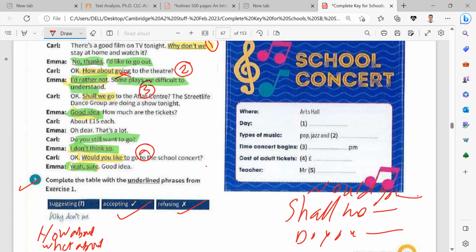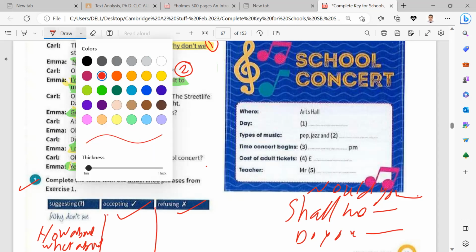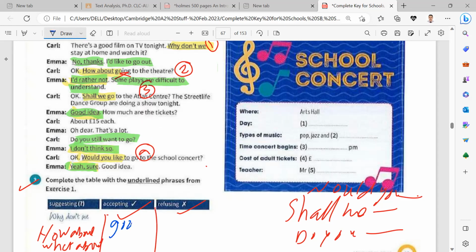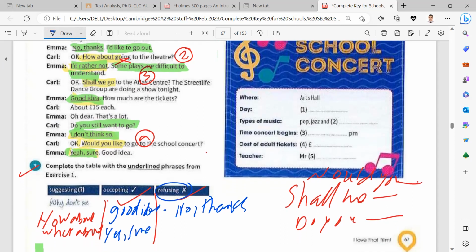Now, to accept the suggestion, Sarah. To accept: good idea, a good idea. Or you can say, yes, sure. And of course, no need to give a reason here. But if you refuse, if you say no, you should give me a reason. Here, the first one: no, thanks. Another one.